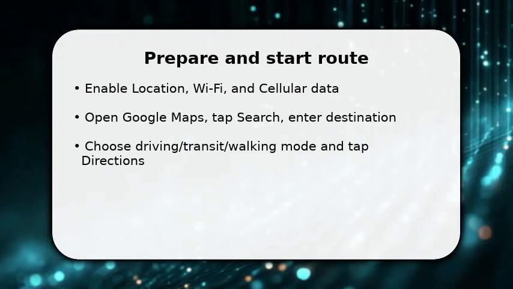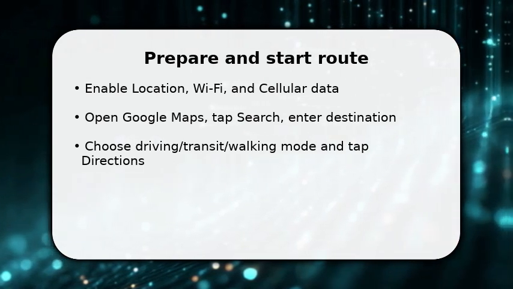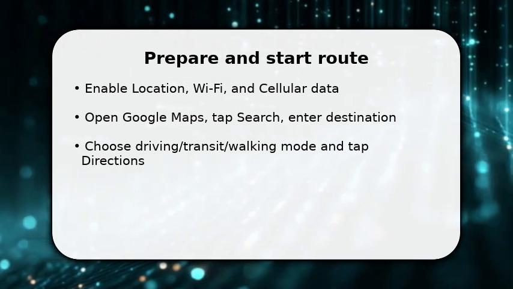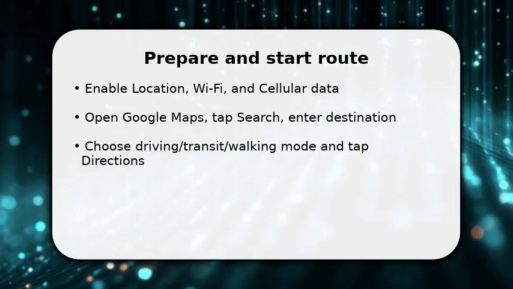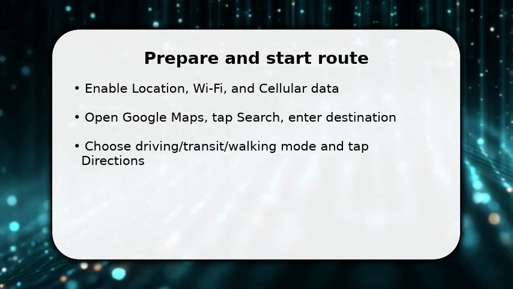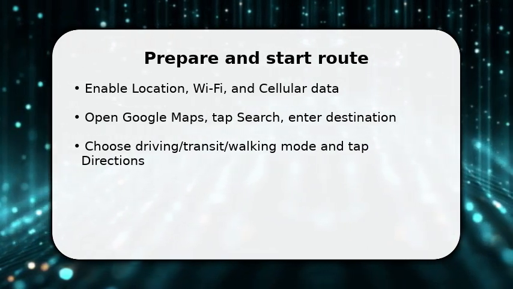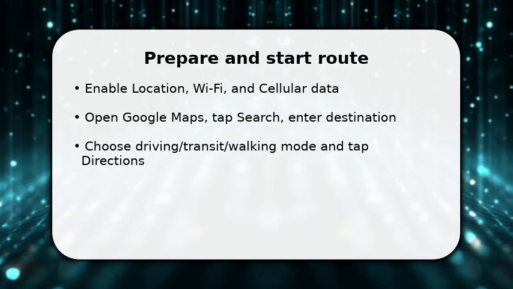You start by making sure location and internet are active so maps can pinpoint you. Open the app and type the exact address or place name. Once done, tap directions and pick your mode: driving, transit, walking, because each mode changes routes and ETA. Make sure to select the correct departure time if needed. Then glance at suggested routes and tap the one you prefer to proceed into navigation.